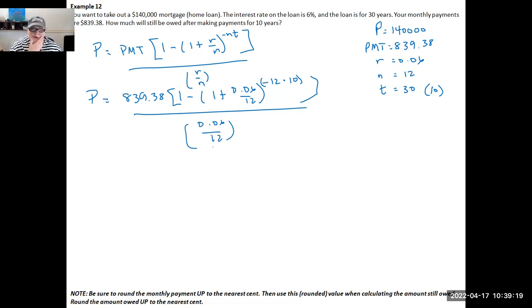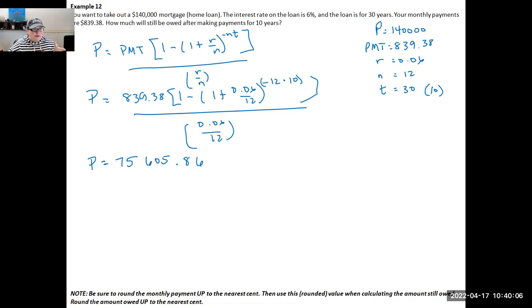All right, whip out the calculators. So I'm going to start with the $839.38. Open parenthesis, 1 minus, open parenthesis, 1 plus 0.06 divided by 12, close parenthesis, raise it to the exponent, open parenthesis, negative 12 times 10, close parenthesis again, divided by, open parenthesis, 0.06 divided by 12, close parenthesis, and equals. All right, this is telling me that my P would be $75,605.86.